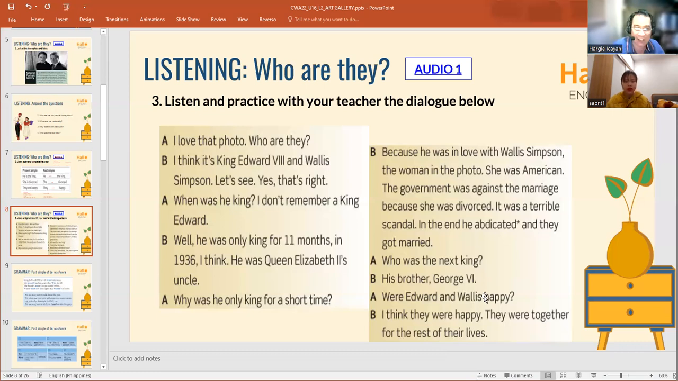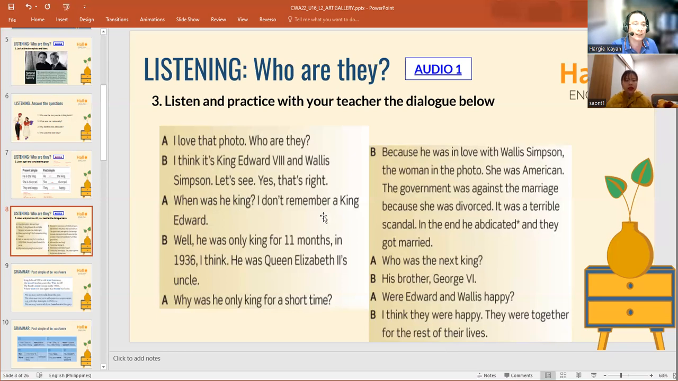Okay, yeah, let's try to exchange now. You will be the B. Okay, I will be the A. I love that photo. Who are they? I think it's King Edward the Eighth and Wallis Simpson.